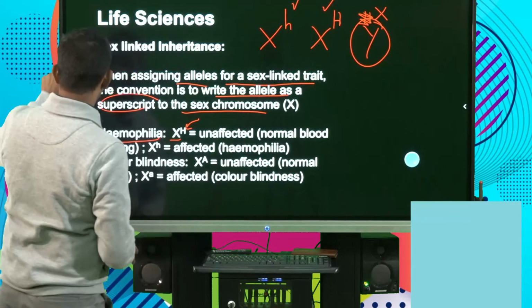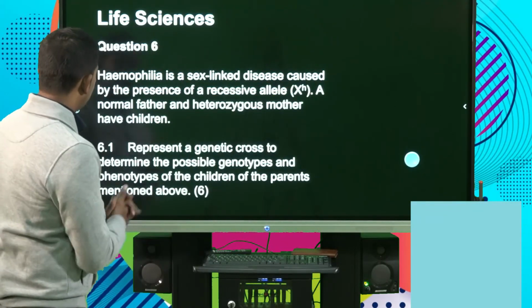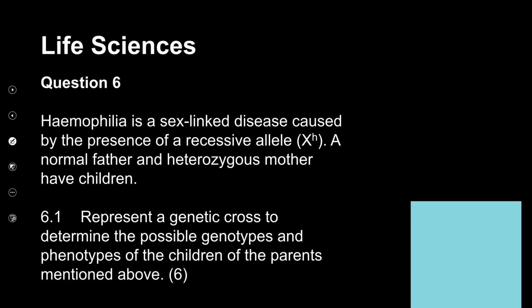So let's get straight into trying to work through a problem. Hemophilia is a sex-linked disease caused by the presence of a recessive allele indicated using that. A normal father, and I often like to use the word unaffected. Again, the context of normal meaning hasn't been affected, unaffected. And a heterozygous mother have children.